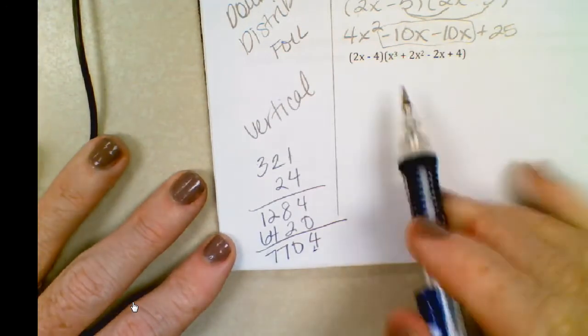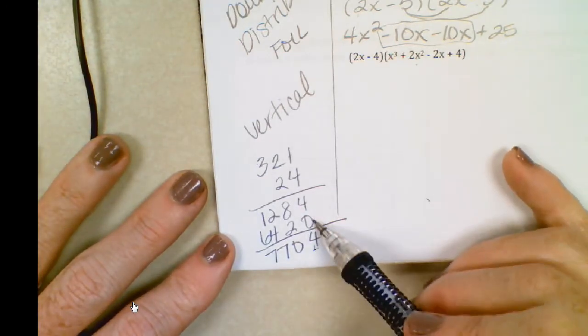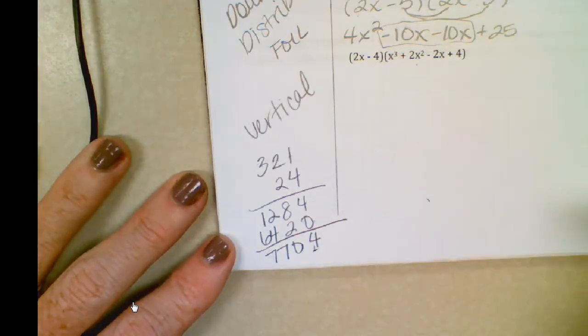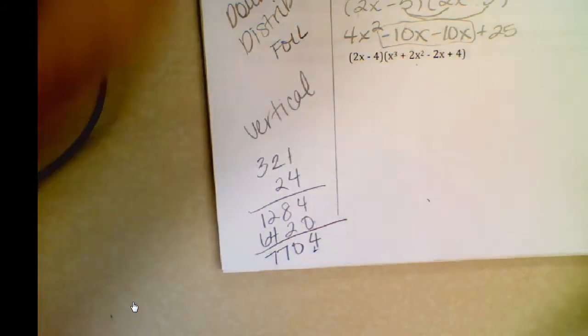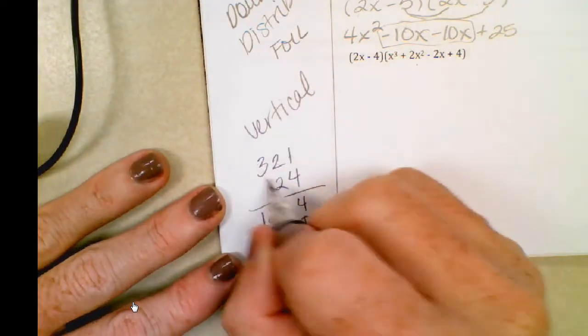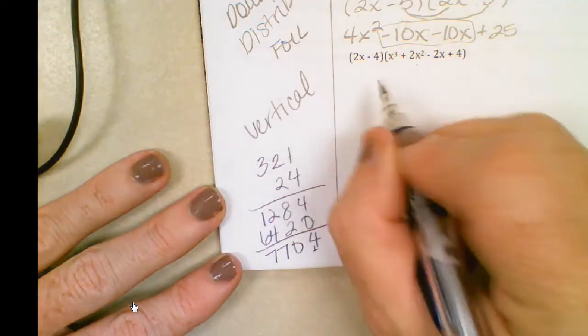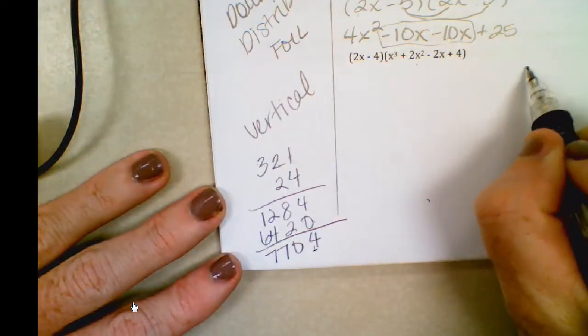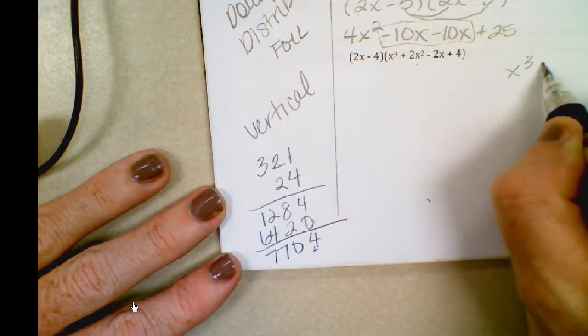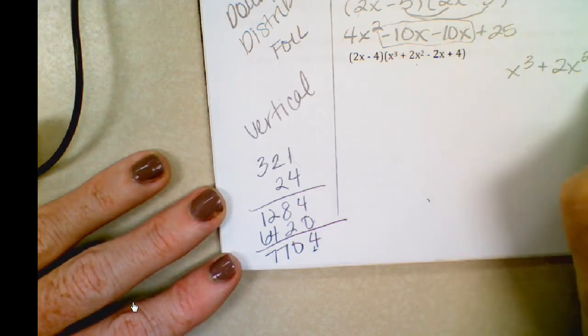Right? So the vertical method with polynomials is exactly like this. The only difference is now you've got letters in there, but we know how to handle them. We're really good at our exponent rules, so we can do this. List your larger polynomial on top, just like you had the larger number above. And I would start it over here because it's going to work its way to the left. So I have x cubed plus 2x squared minus 2x plus 4.